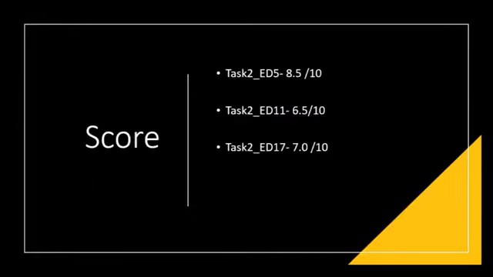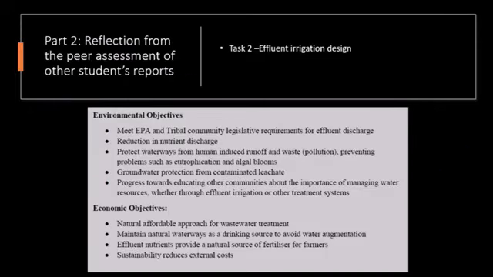And these are my scores for the peer assessment task. I gave ED5 8.5 out of 10, ED11 6.5 out of 10 and ED17 7 out of 10. Reflecting on those reports, ED5 identified the objective in two different ways, such as environmental and economic. I would consider using this element in future reports as it elaborates and improves the understanding of the report purpose.